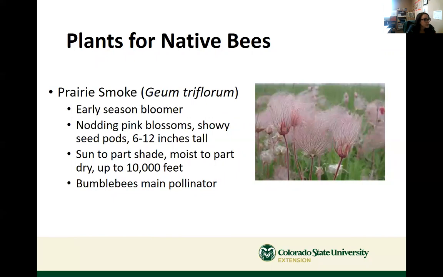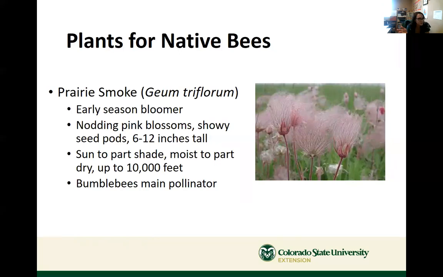So like I said, you are getting the slides. I'm just gonna quickly run through these for the sake of time, but you will have this list that you can look at and refer to when it's time to plant your pollinator garden. There are tons of plants that you can plant for bees, but I just picked a few to show you. So this is Prairie Smoke, and these are the seed heads.